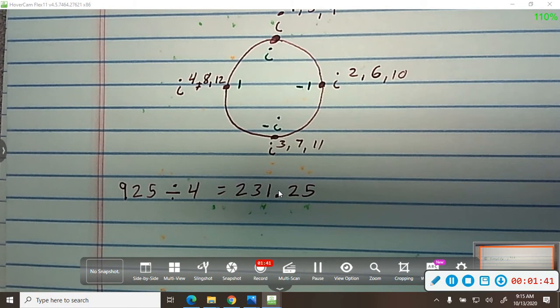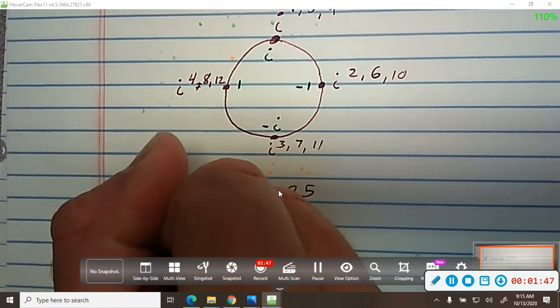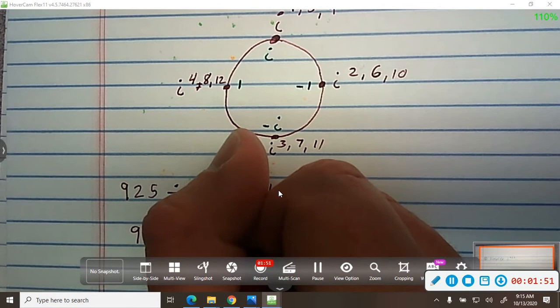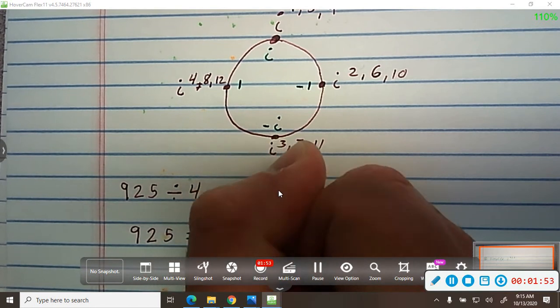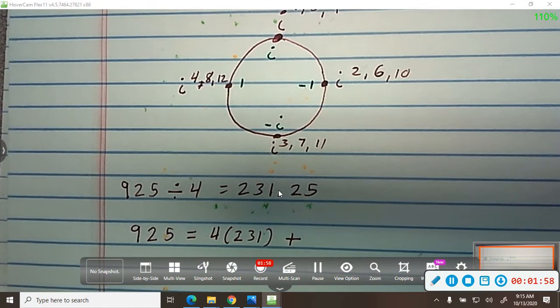So we're not going to write that as a decimal. So what we can do is say that 925 is equal to 4 times 231 plus something. So let's see what 4 times 231 is. That's 924. So we need plus 1.